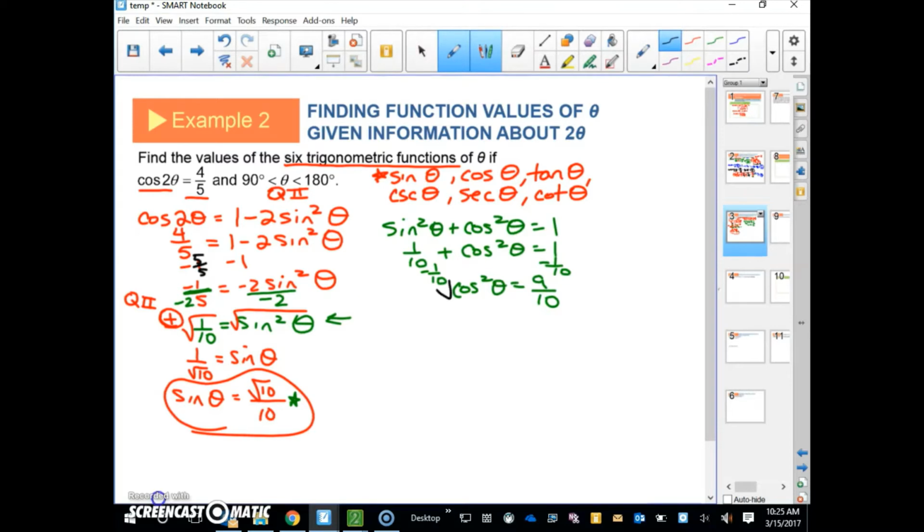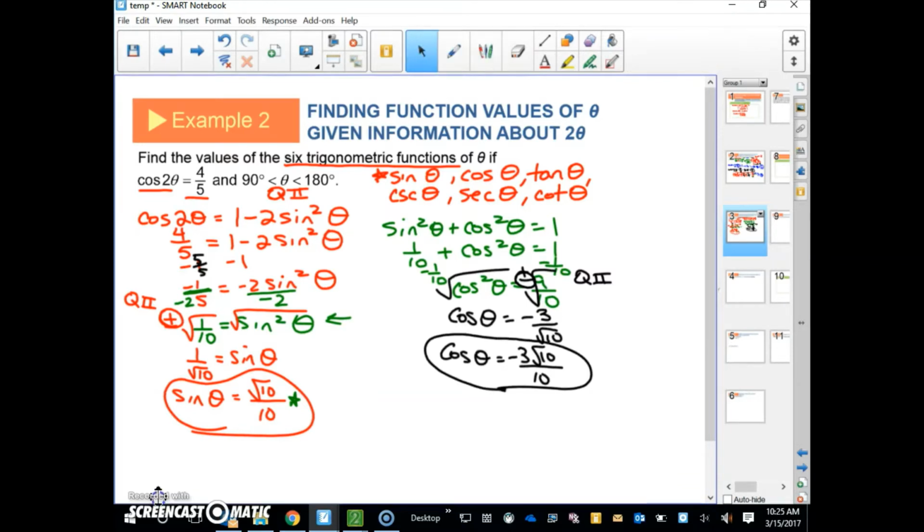And you can take the square root of both sides, plus or minus, right? But again, remember, when we do this, we have to remember that we're in quadrant 2. And what do we know about cosine in the second quadrant? That one's going to be negative. So we're looking at the negative square root of 9/10. Cosine theta is going to be negative square root of 9, which is 3, over square root of 10. Or rationalizing that, cosine theta equals negative 3 square root of 10 over 10. So now we've got cosine theta.